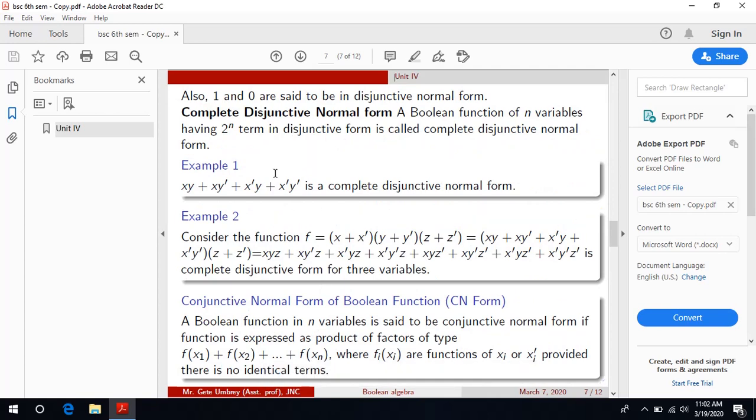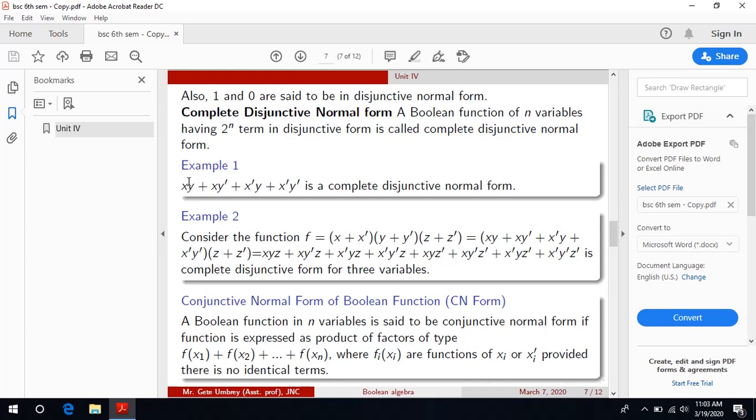Now let us see what is a complete disjunctive normal form. A Boolean function of n variables having 2 to the power n terms in disjunctive form is called a complete disjunctive normal form. So first of all, it is a disjunctive normal form. So a disjunctive normal form that contains the maximum possible number of product terms is called a complete disjunctive normal form. So this is complete because this is a Boolean function of two variables, namely x and y, and we are having the maximum possible product terms.